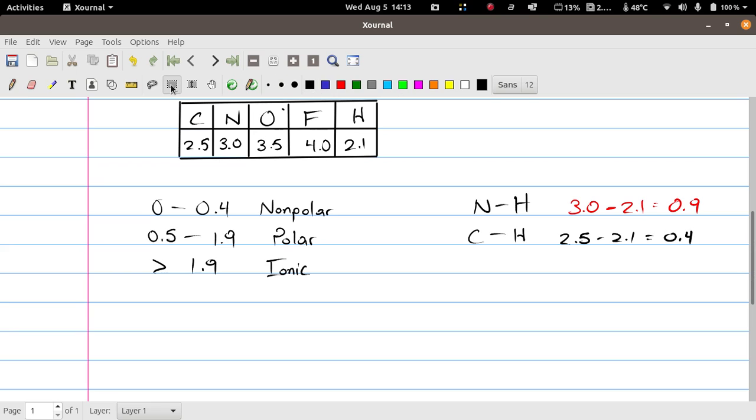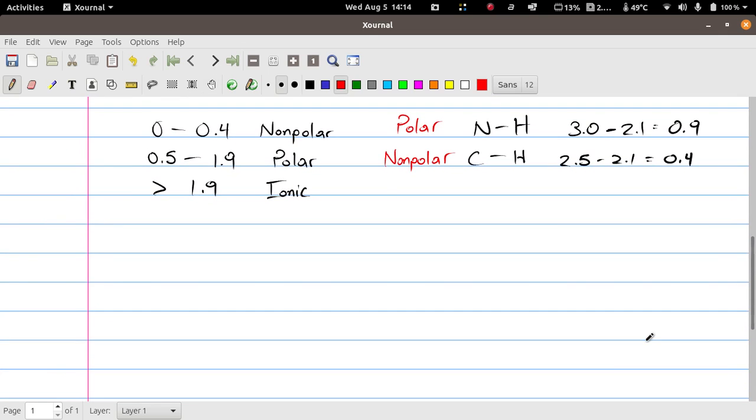Let me make this black so it's the same. So we'll make the answers red. So this is a polar bond because it's between 0.5 and 1.9, and this is nonpolar. So that's the idea of how you can calculate how polar a molecule is, or if it's nonpolar, like you would just use the electronegativity values. We're gonna do a lot of exercises on this, so don't worry, it's really easy.